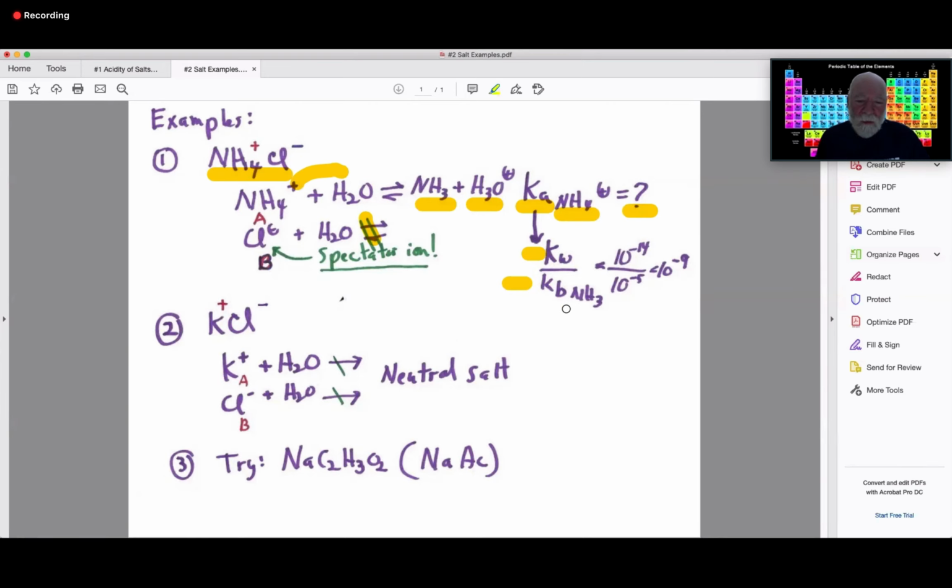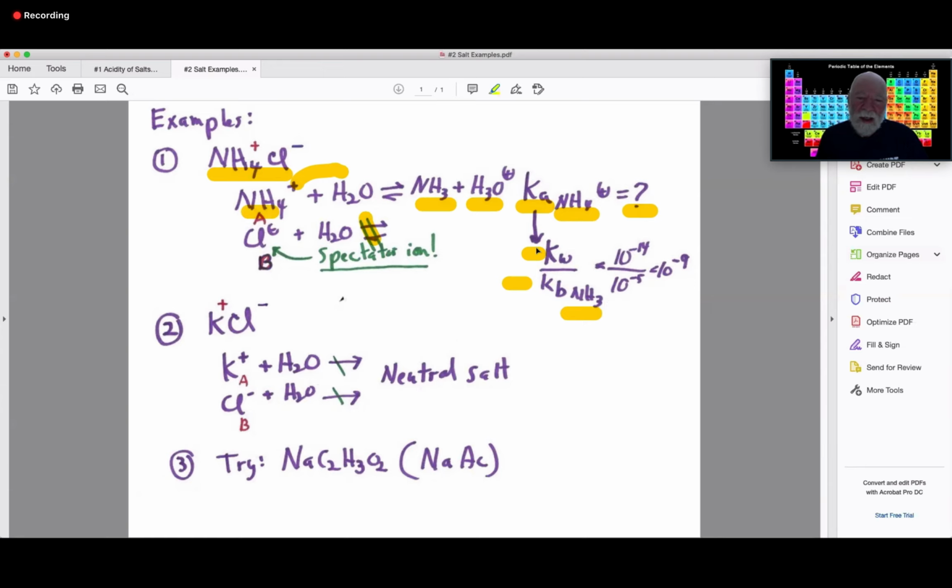What B? The base of ammonium, which is ammonia. So go back and look at the reaction. So ammonium acid's conjugate base, ammonia. So therefore, you could indirectly calculate the K sub A of ammonium by dividing the K sub W by the K sub B of ammonia. And I guarantee you will find the K sub B of ammonia on a table that will be there.